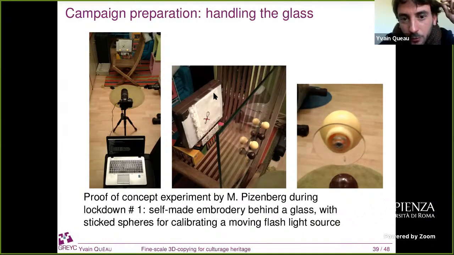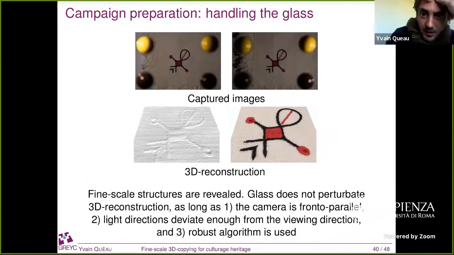We have the embroidery, which is placed behind the glass. It is photographed by a good camera. Everything is connected to the computer, and he moved the light source. Here you see that there are some balls stuck onto the glass. This is for calibrating the light directions. So we started experimenting at home with this.